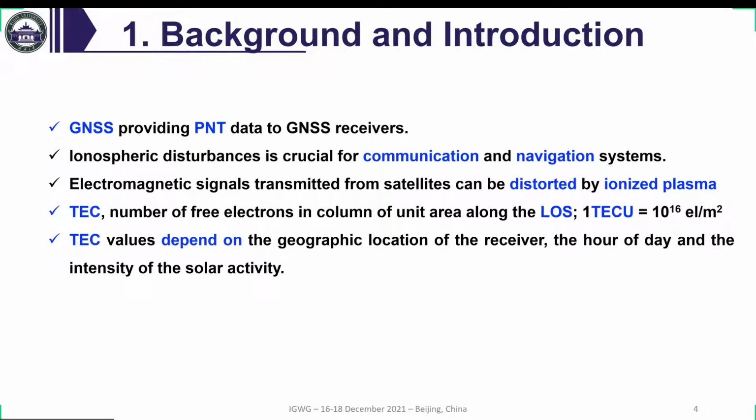And total electron content, TEC, is the number of free electrons in a unit area along the line of sight. The TEC unit is 10^16 electrons per square meter. The value of TEC depends on different parameters, such as the geographic location of the receiver and also the satellite, the hour of the day, and the intensity of solar activity.